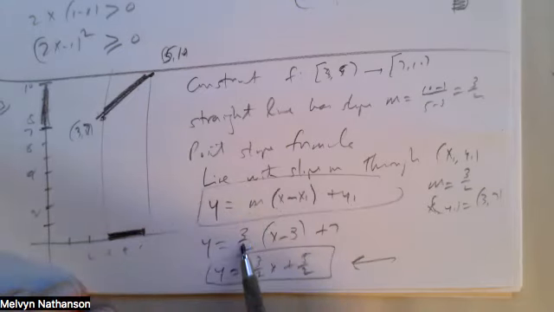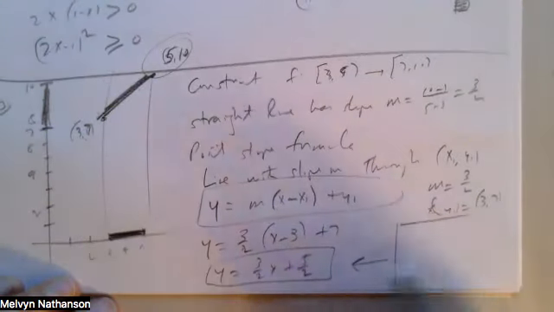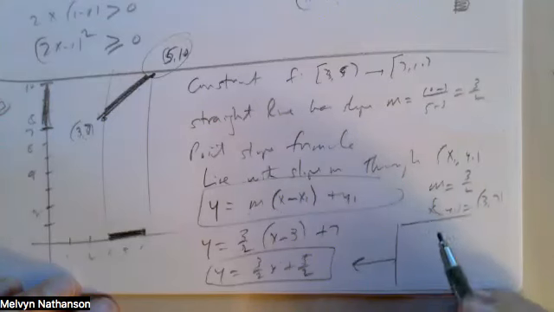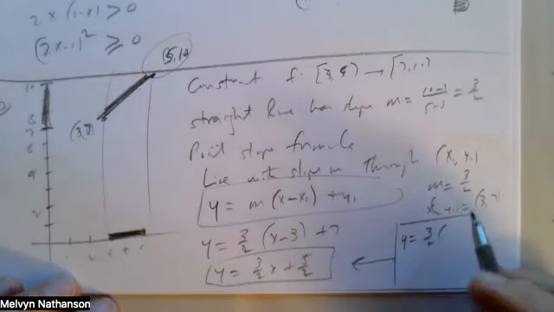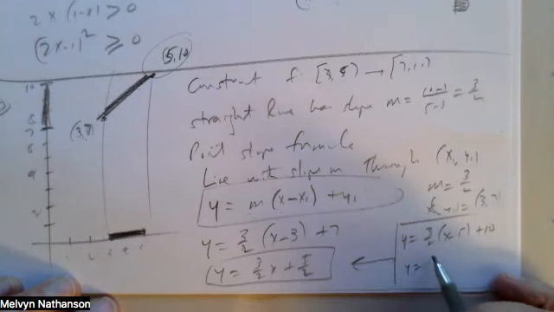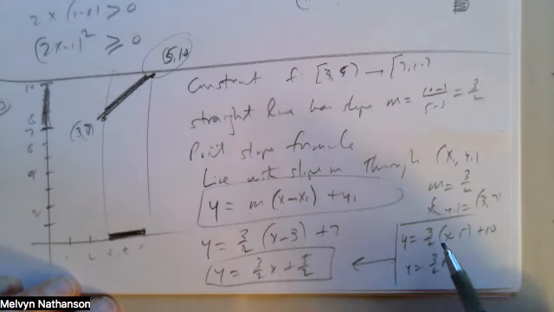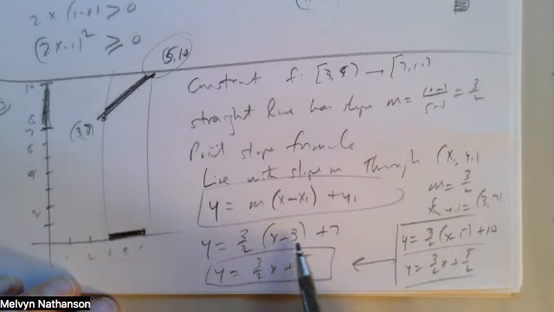So in this case, m is 3/2, x1 is 3, y1 is 7. I could have picked the point (5, 10). I mean, I didn't have to pick (3, 7). In that case, you would get y is equal to 3/2 (x minus 5) plus 10, which is 3/2 x minus 15/2 plus 10, or 5/2. Well, there's only one line. It's exactly the same line. It doesn't matter which point on the line you pick.